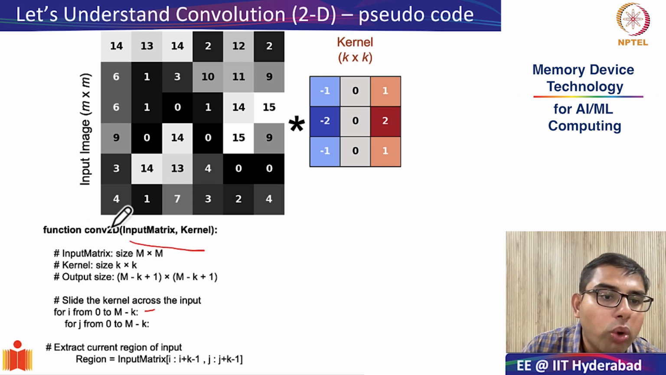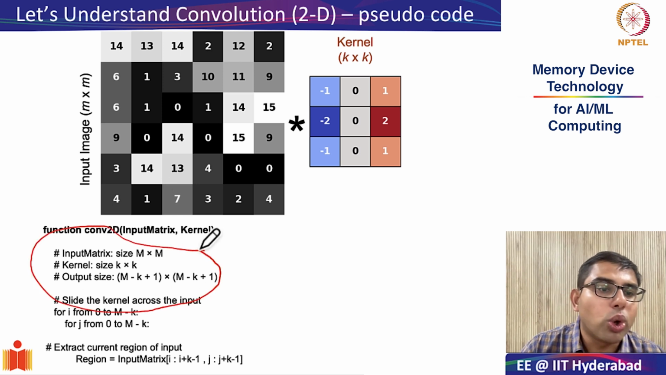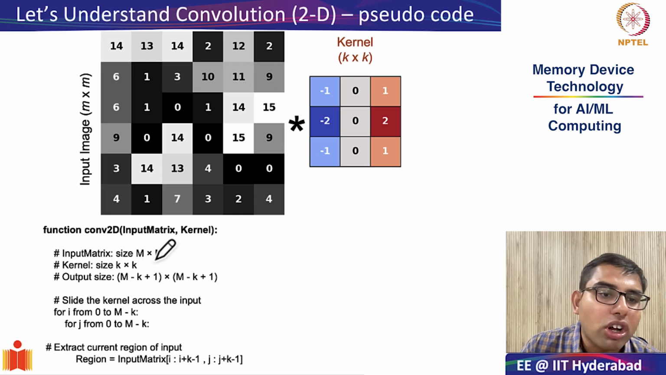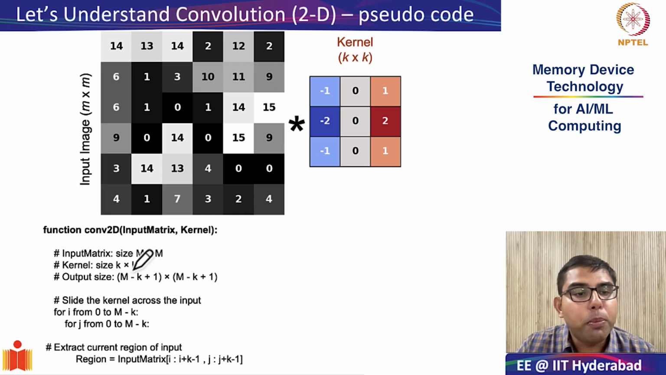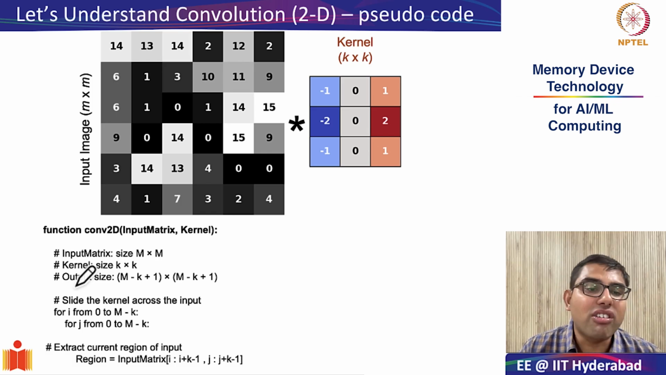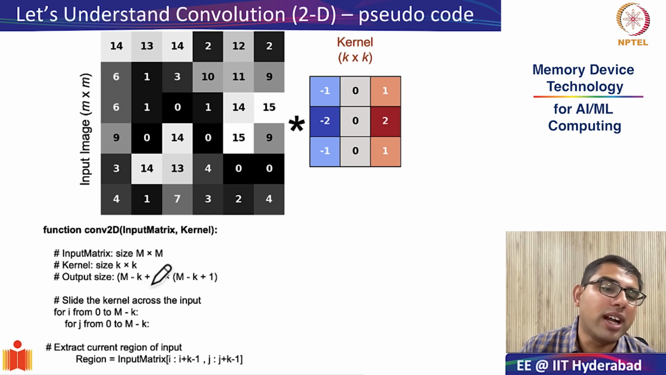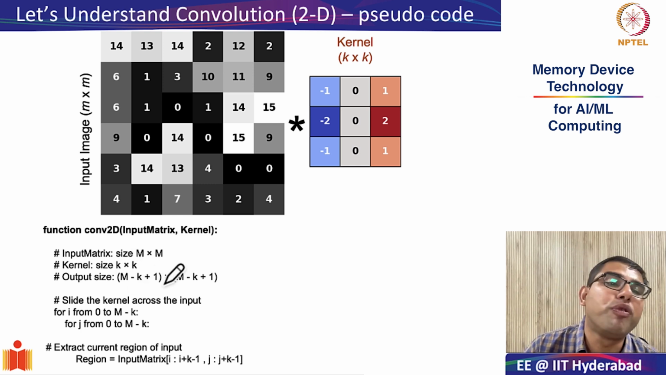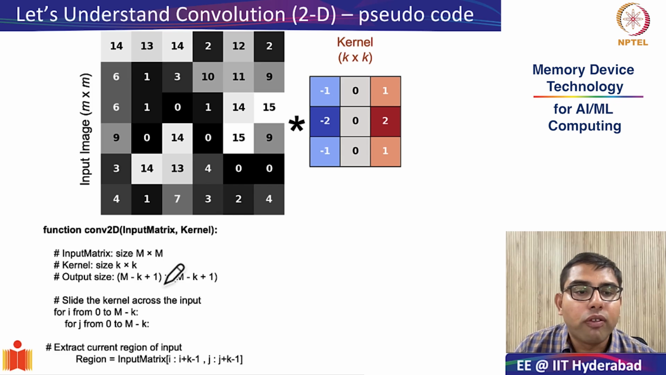So first let's go over the initialization step. To make things simple, I have kept the input, kernel and the output matrix to be square matrices with m cross m, k cross k for input and kernel, and the size of the output matrix will be m minus k plus 1. So if you substitute the values from the previous slide, you will see m was 6, k was 3, and therefore m minus k, which is 3, plus 1 is 4. The output size was 4 cross 4.